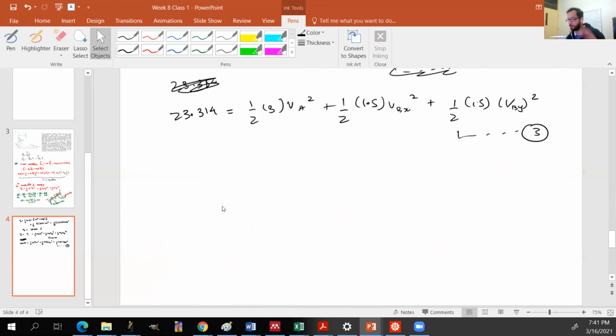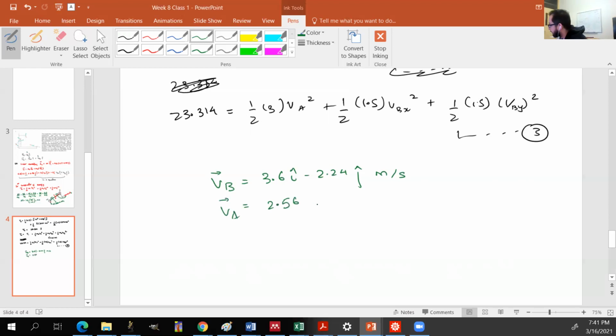You guys know how to use Mathematica, you're experts at all of this, so I'll just give you the final answer. We get that VB is equal to 3.6 I hat minus 2.24 J hat meters per second, and VA, well, remember you're writing it as a vector, VA is equal to 2.56 J hat meters per second. So these are your answers. All right, so this is for part A.